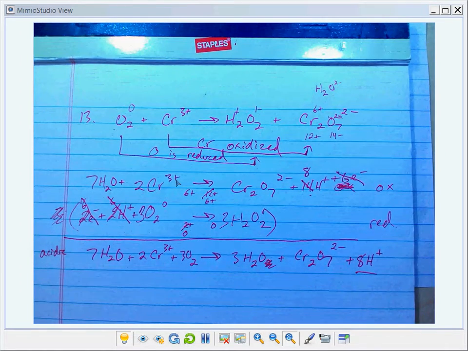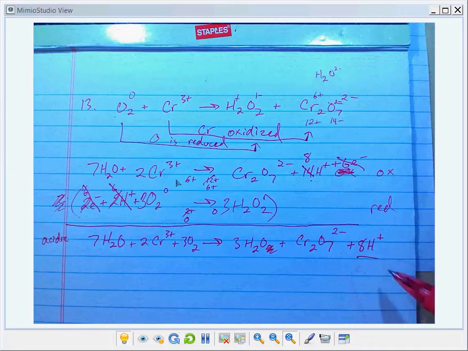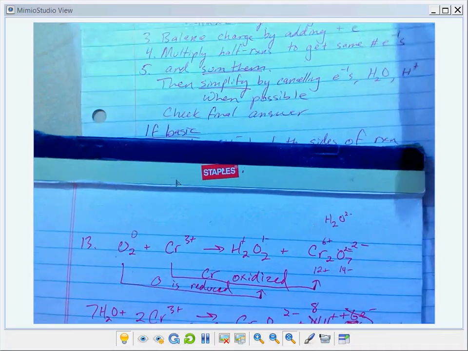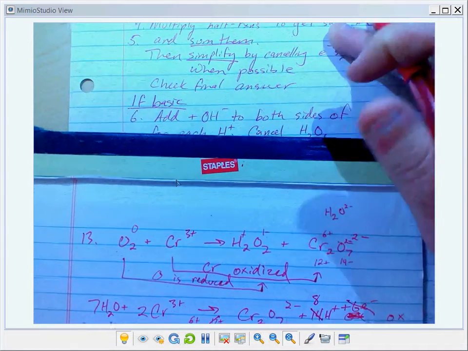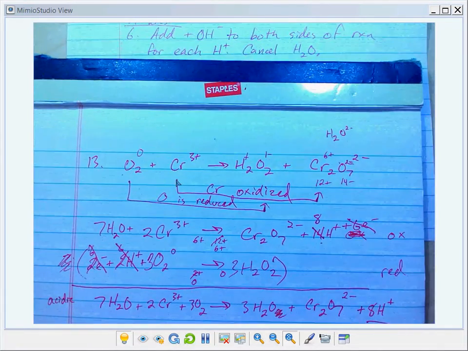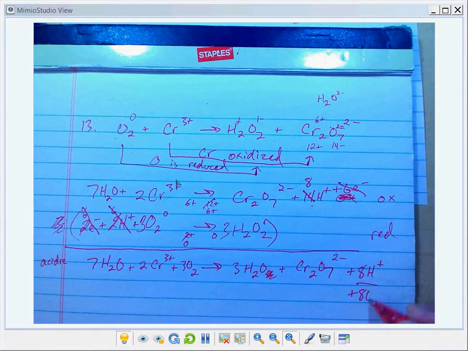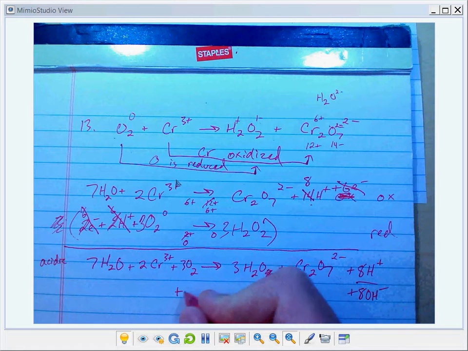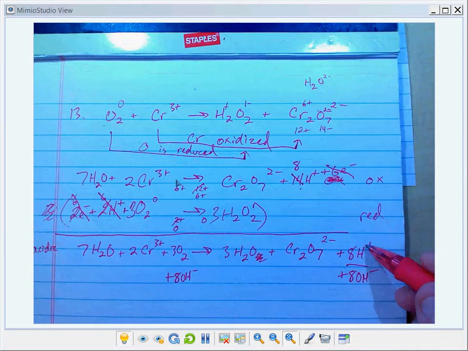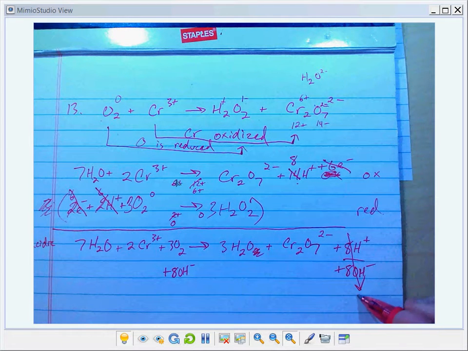But if you're in a basic environment like this number 13, which said it was in a basic solution, then we've got to make sure there's no H pluses in the final reaction. The way we're going to do that is we're going to add OH minus to both sides of the reaction for every H plus, and that'll cancel as water. Here there are 8 H pluses, which means we need to add 8 OHs to both sides. As soon as the H pluses are formed in basic solution, they react away with OHs and they form 8 waters.